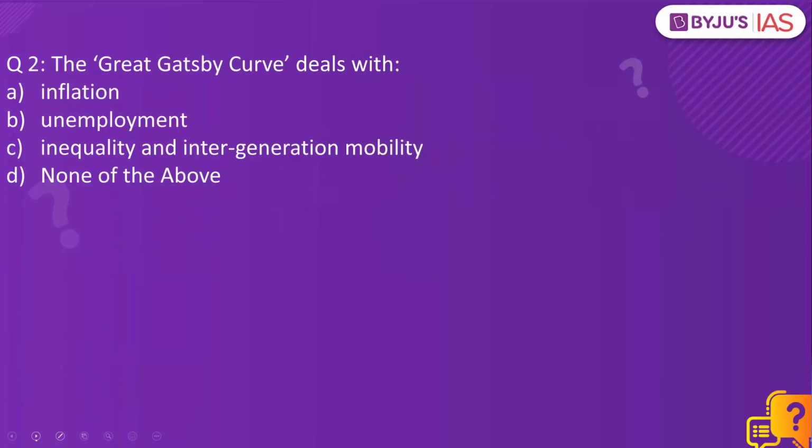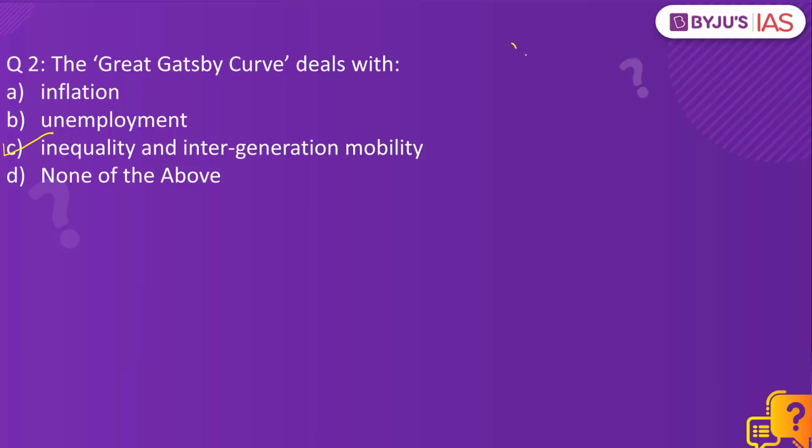Now let's look at question number 2. The Great Gatsby curve deals with A, inflation, B, unemployment, C, inequality and intergeneration mobility, D, none of the above. The correct answer is C, inequality and intergeneration mobility. Now what is upward mobility?